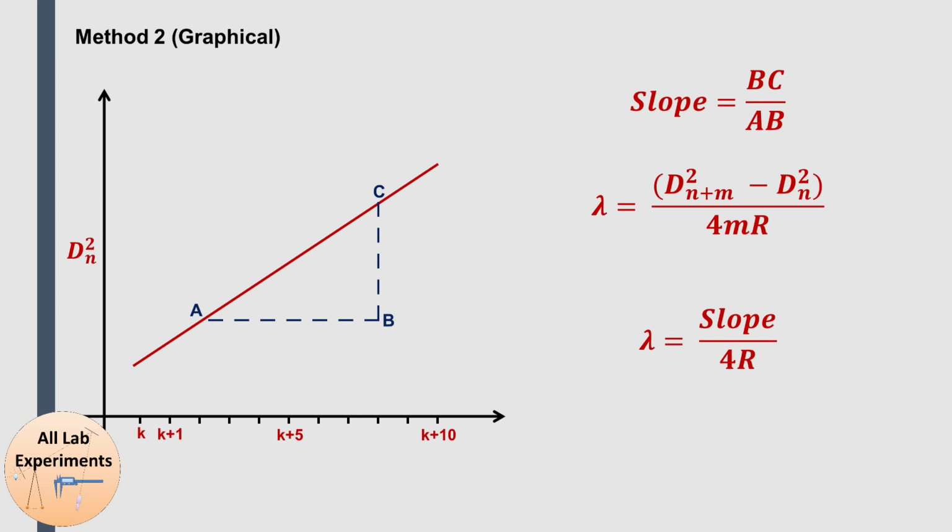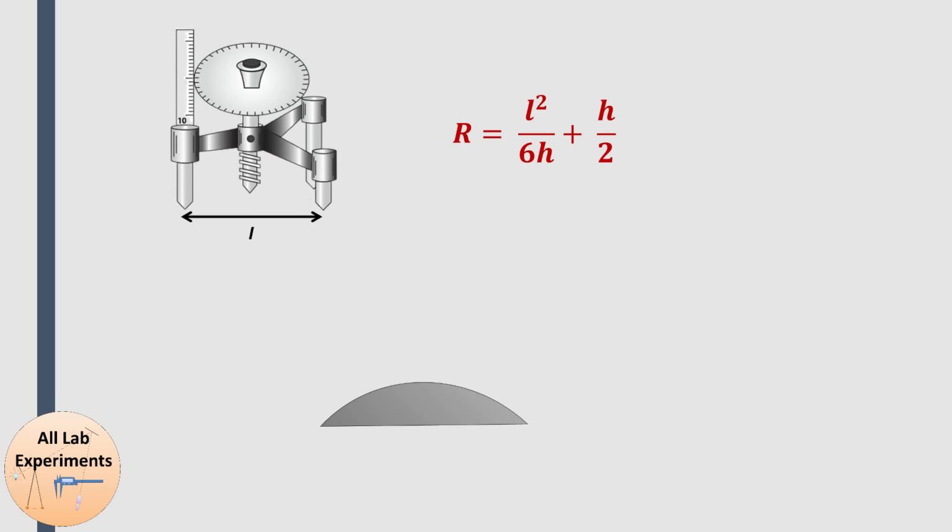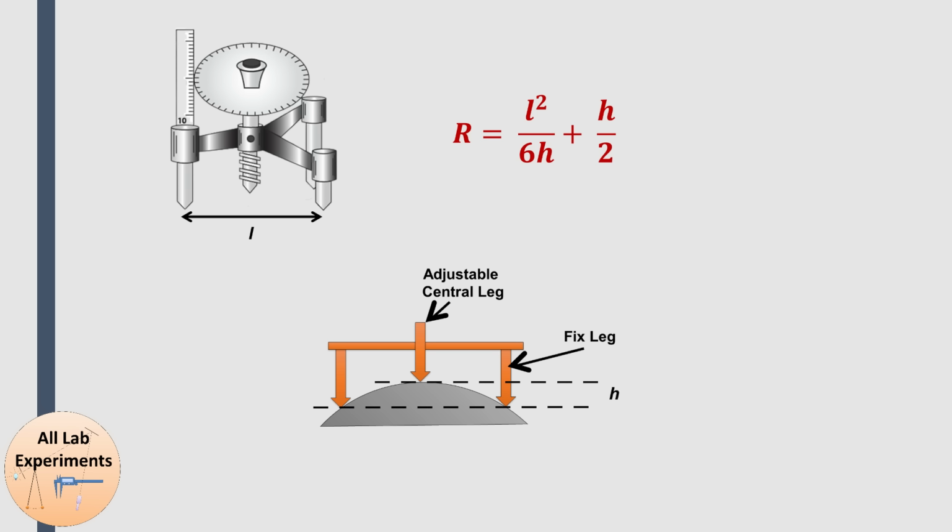Now to find this out, we need a spherometer, which looks like this. So to find out the radius of curvature with a spherometer, the formula is this. In this formula we have two variable quantities, one is L and another is H. L is the distance between two legs of this spherometer, which can be easily measured 3 times between its 3 legs. Now we need to find out this value H. On a curved surface, if we place our spherometer, then basically this distance is known as H.